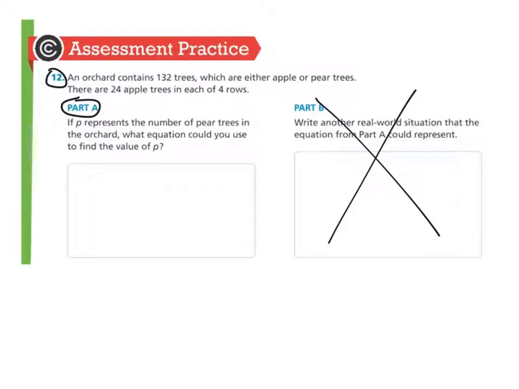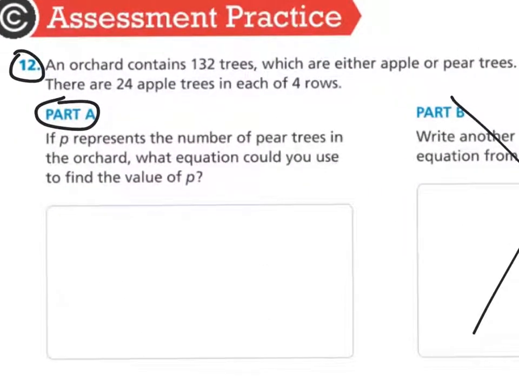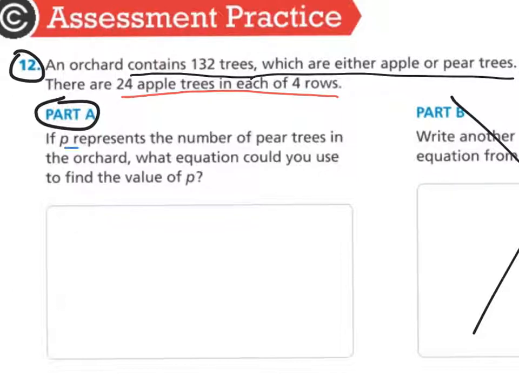Look at number 12, part A. So first of all, on 12, an orchard contains 132 trees, which are either apple or pear trees. And there are 24 apple trees in each of 4 rows. P represents the number of pear trees in the orchard, and they want us to come up with an equation that could be used to find the value of P.